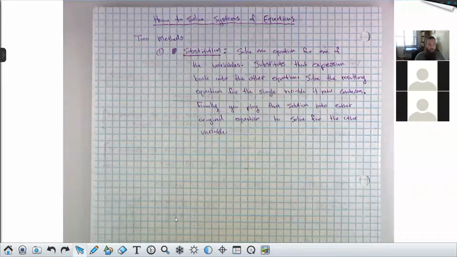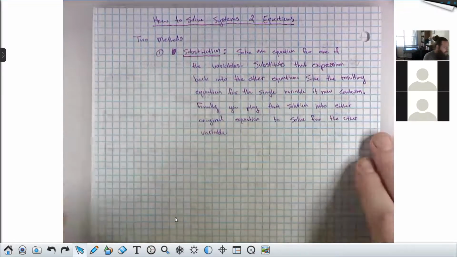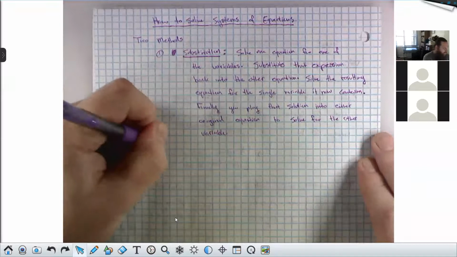The other method, though, and this is the method that I want you to learn because I expect that you've seen substitution before. If you forget it, it's okay. We're going to go back through it. But I know most people are fairly comfortable with substitution at this stage. The other method is called elimination, and this is the method I really want you guys to learn.